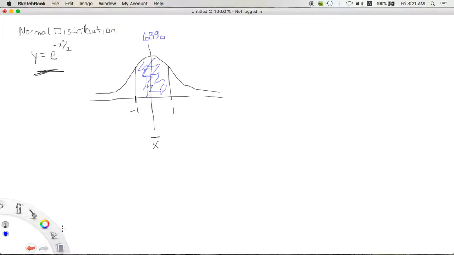And then if we look from -2 to 2, then if we take all this area under the curve, that's 95% of the area, 2 standard deviations away. And if we look from -3 to 3, then we have 99.7% of the data. So what this says is in a normal distribution, most everything is bunched near the mean, and almost all the data is within 3 standard deviations of the mean.